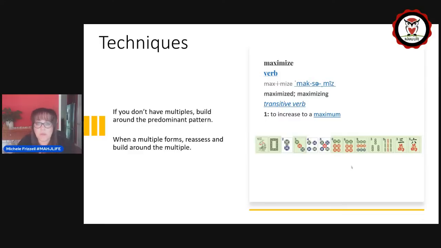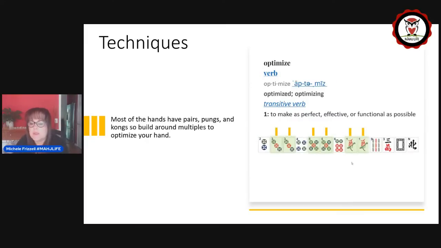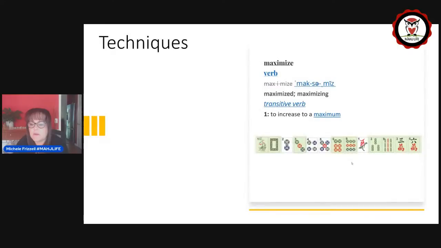So when you start with no multiples, like this one, oh wait, that is a multiple right there, 3, 6, 9. Let me see. I thought we had one with no multiples. Where'd that go? Right here. So here's 2, 3, 4, 5, 6, 9 in dots, 1, 3, 9 in bams, 3, 6 in cracks, no multiples. Well, in this example here, a multiple developed.